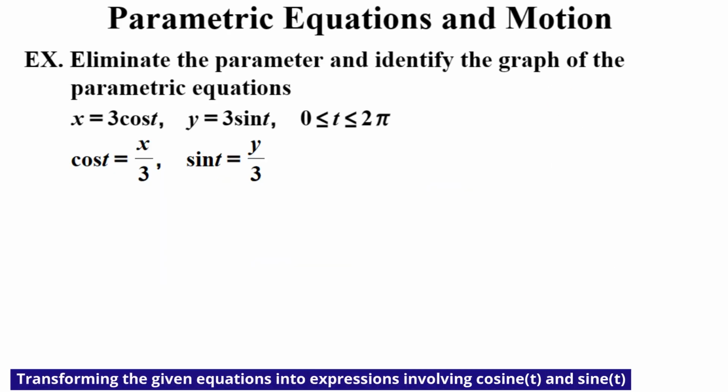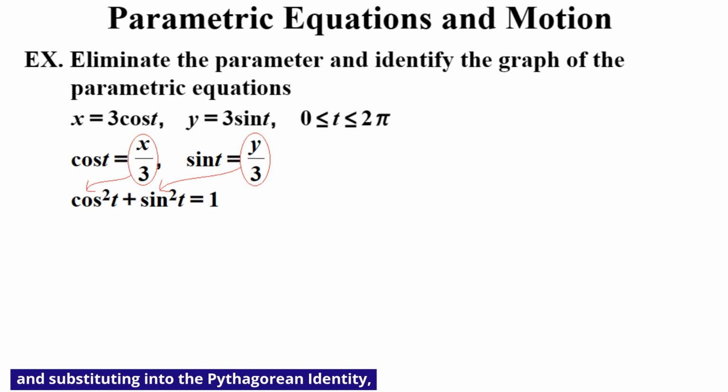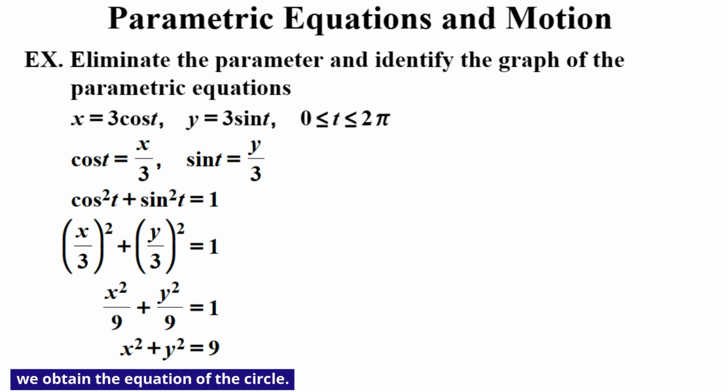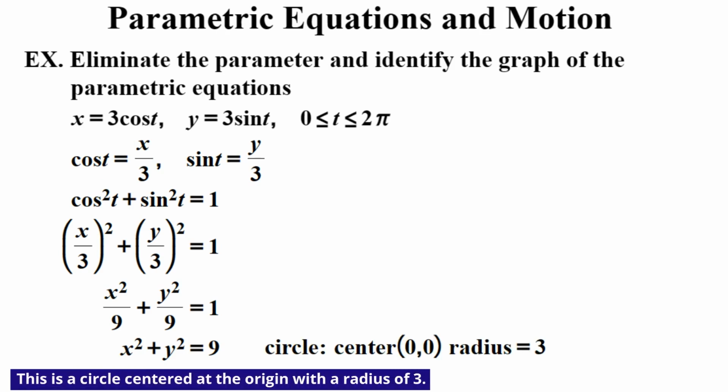Transforming the given equations into expressions involving cosine t and sine t, and substituting into the Pythagorean identity, we obtain the equation of the circle. This is a circle centered at the origin with a radius of 3.